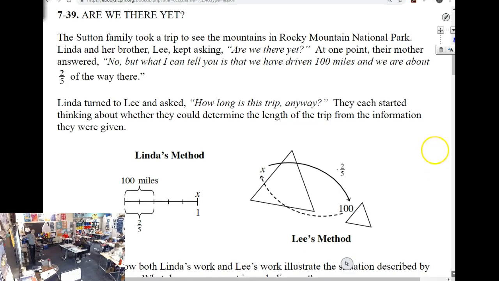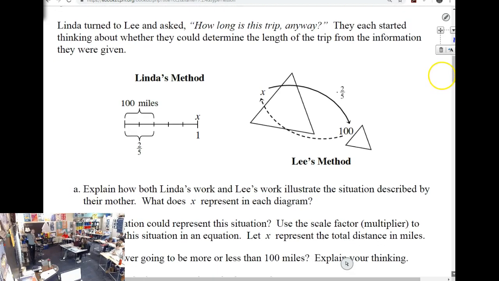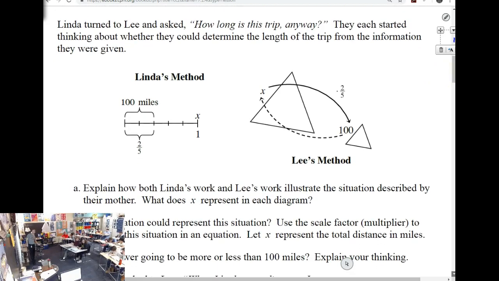Anyway, they each started thinking about whether they could determine the length of the trip from the information they were given.